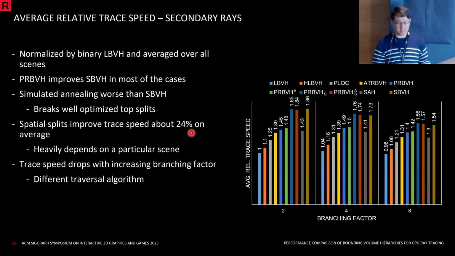But it heavily depends on a particular scene. For finely tessellated scenes, it's rather marginal. But for example, for the PowerPoint scene, it's almost threefold. And what is interesting is that the trace speed drops with increasing branching factor. But yeah, we use different algorithms for binary BVHs and for wide BVHs.